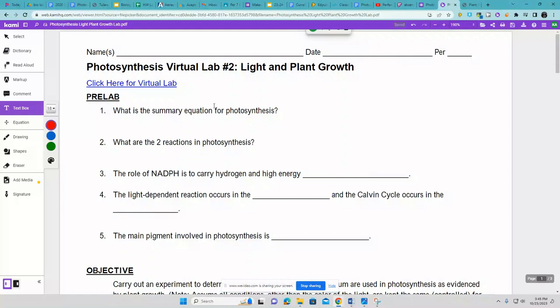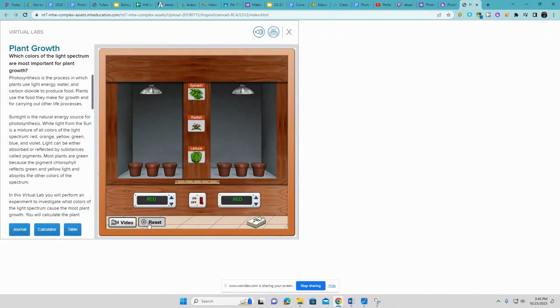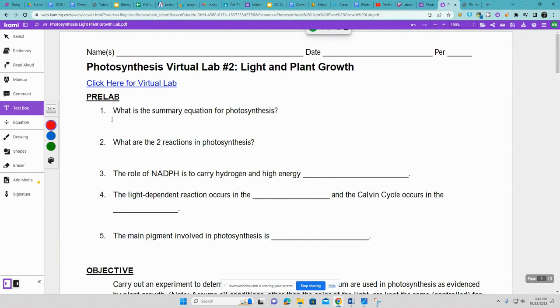All right, I'm going to quickly get you started on this photosynthesis virtual lab number 2, light and plant growth. So you're going to click this little link right here, and it's going to take you to this little virtual garden to grow stuff. All right, so here's your pre-lab. So what's the summary equation for photosynthesis? That was on our last 2 worksheets, so you can do that.